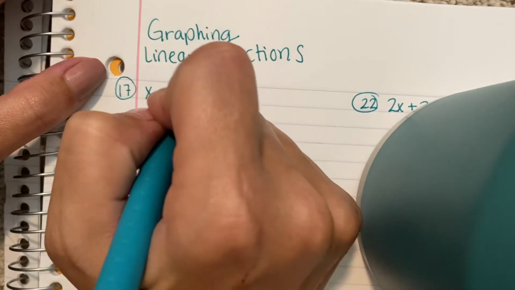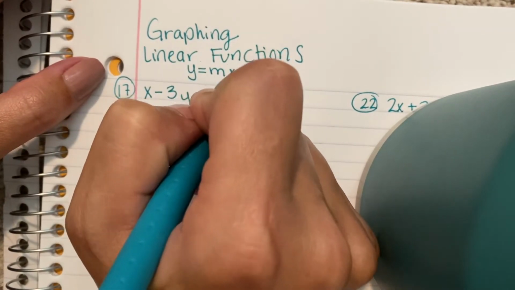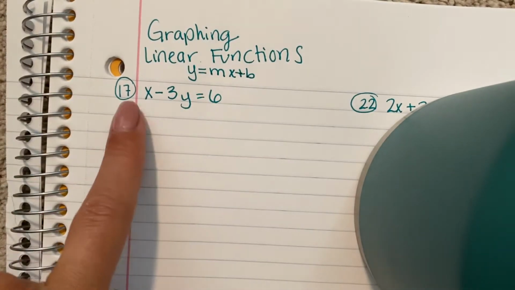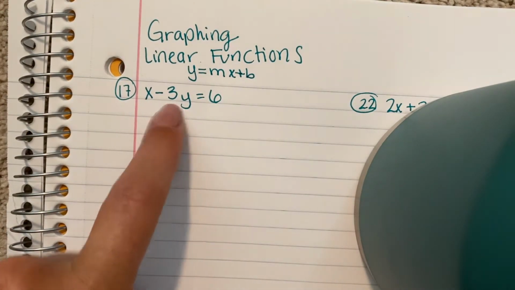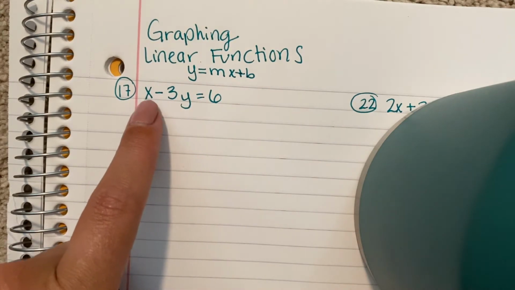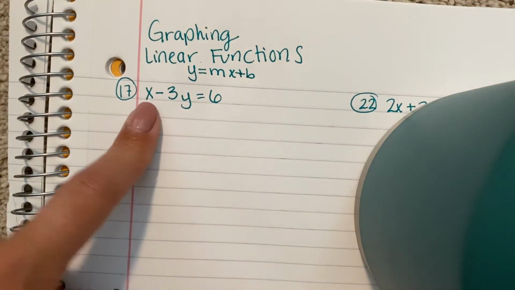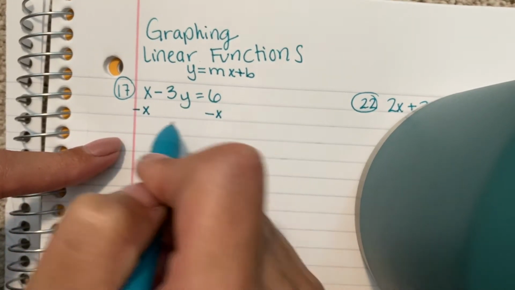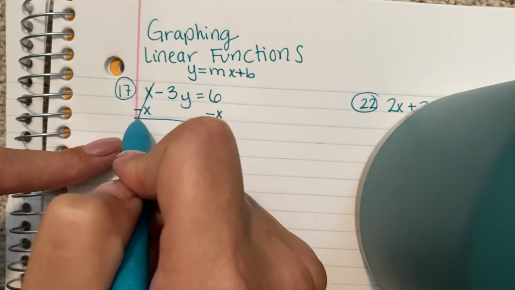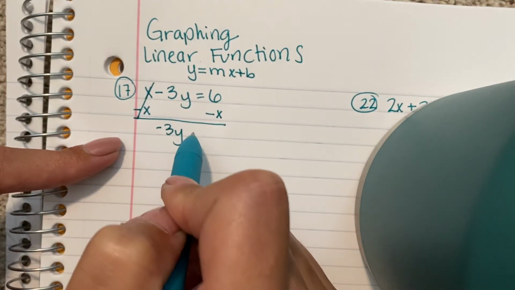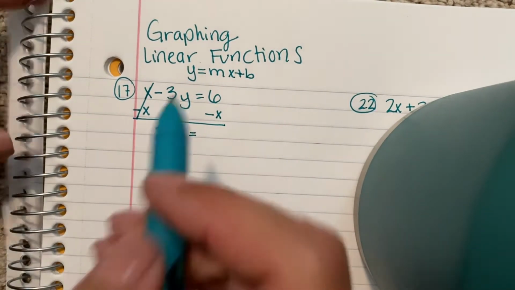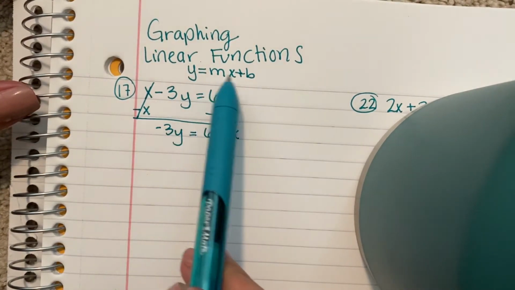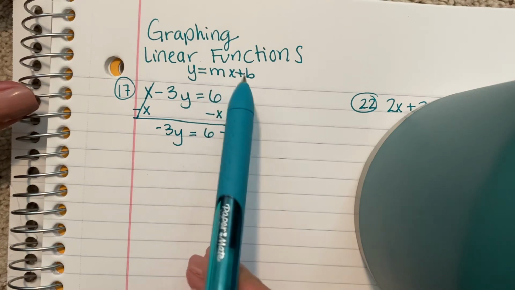Y equals mx plus b, so I'm trying to isolate my variable y. In this case, I have ax and by and my constants in the back. First thing I need to do is move my x over. It's positive, so I'm going to move it by subtracting it. Minus x, minus x. I'm going to bring down negative 3y equals, and technically you could do 6 minus x, but that is not in slope-intercept form. The slope has to be first, the y-intercept should be in the back.